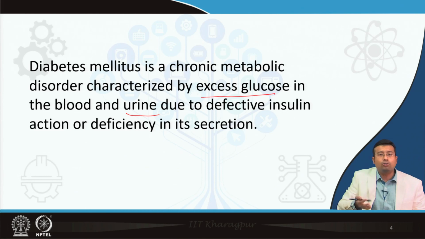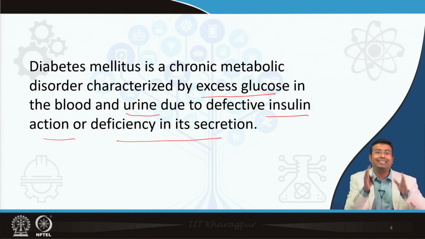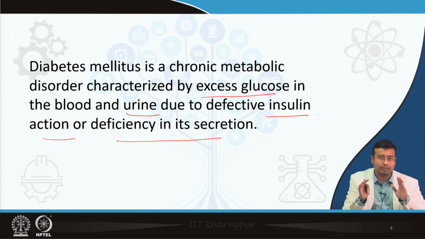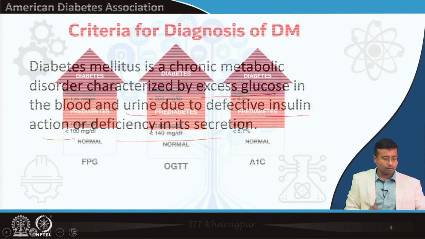Due to what reason? Defective insulin action or deficiency in its secretion. So, either insulin is less or insulin is more and it cannot act, which leads to the problem of increased blood glucose and urine glucose, and it develops over time. Okay, so this is the whole definition or statement about diabetes that we need to know.